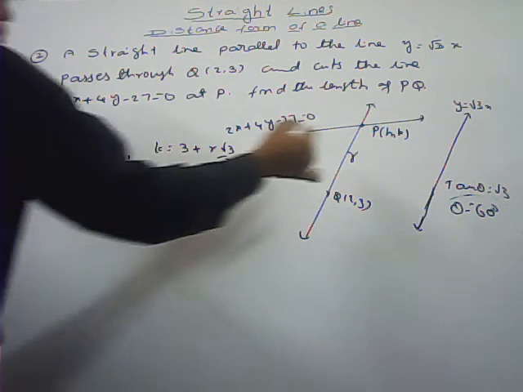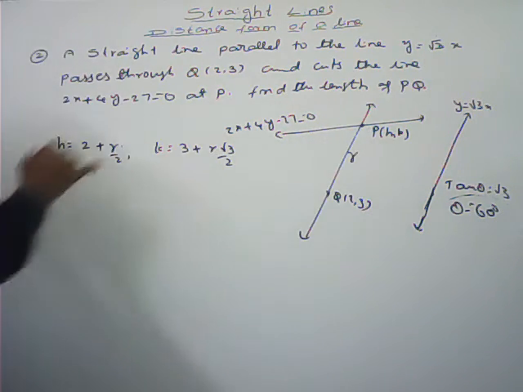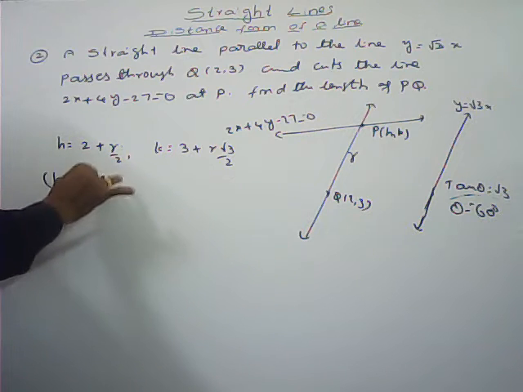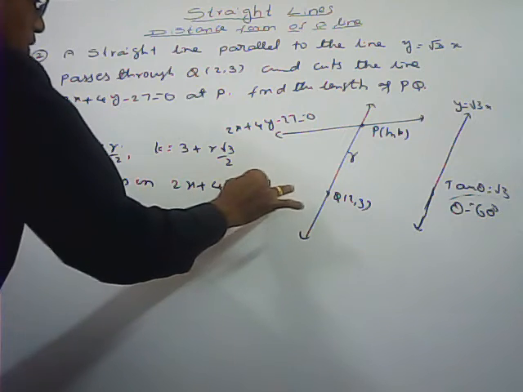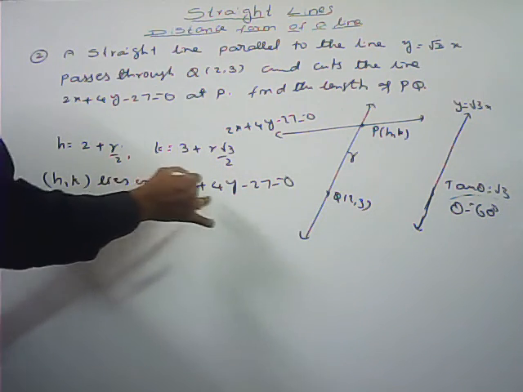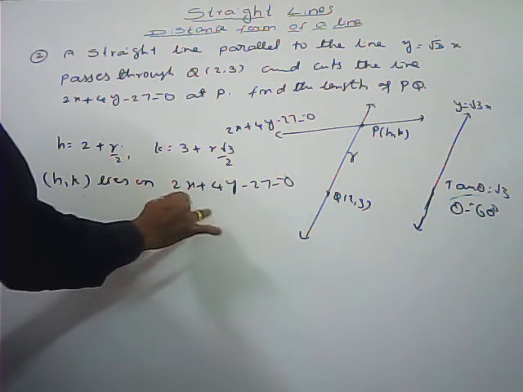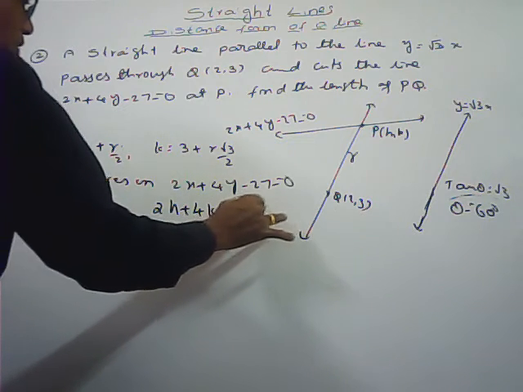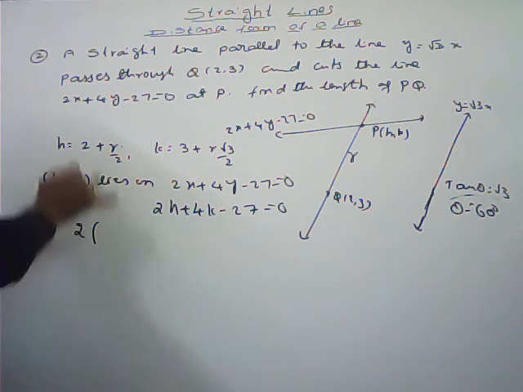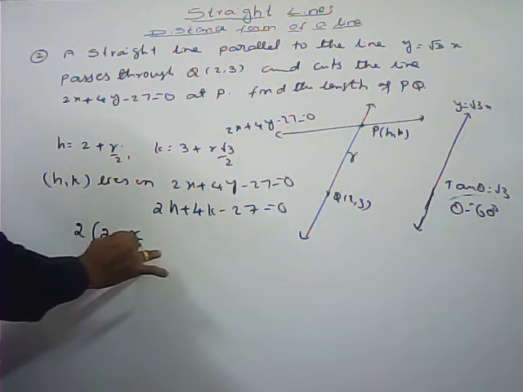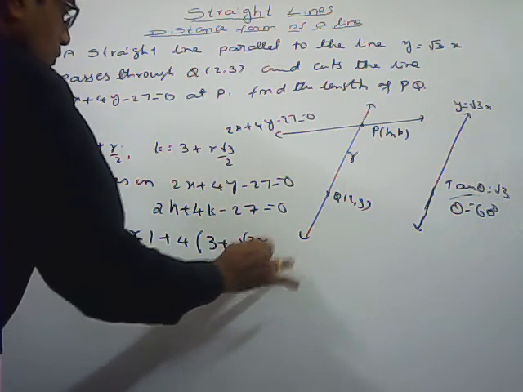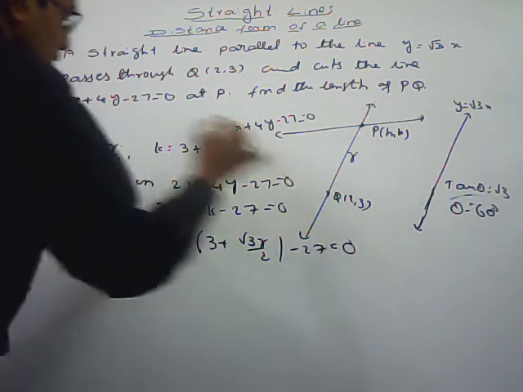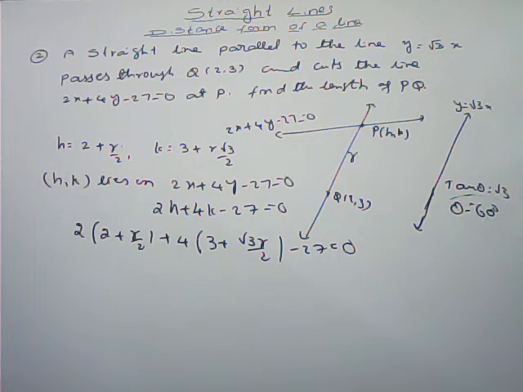And here, where is (h, k)? This is the common point only. (h, k) lies on that line, 2x plus 4y minus 27 equals 0. So in place of x comma y, you can substitute h comma k: 2h plus 4k minus 27 equals 0. 2 into h value, 2 plus r by 2, plus 4 into k value, 3 plus root 3 r by 2, minus 27 equals 0. By simplifying this, we can make r the subject and get the r value.